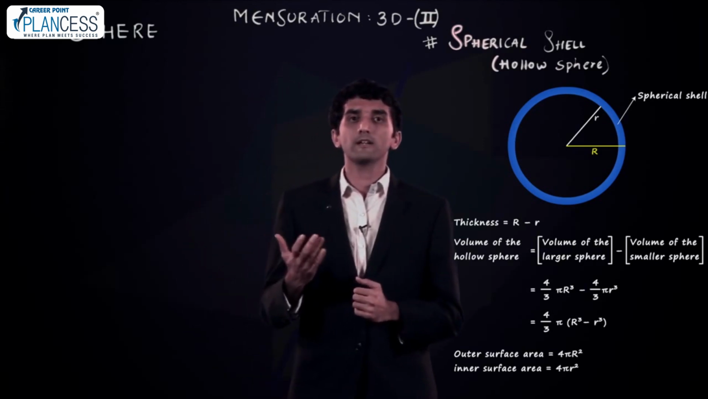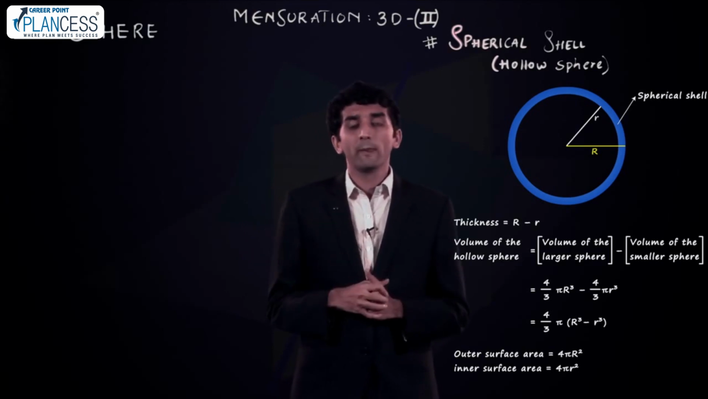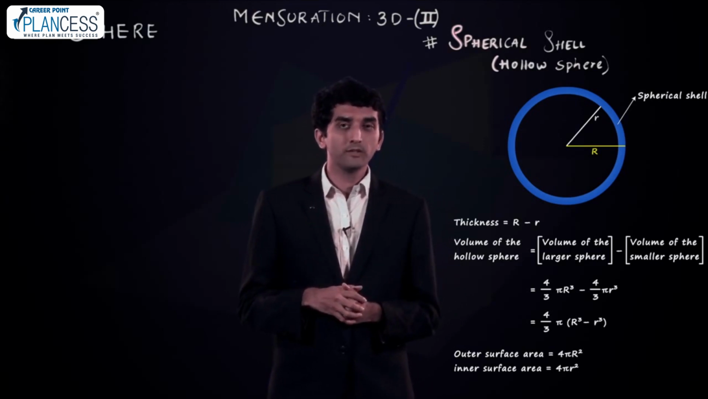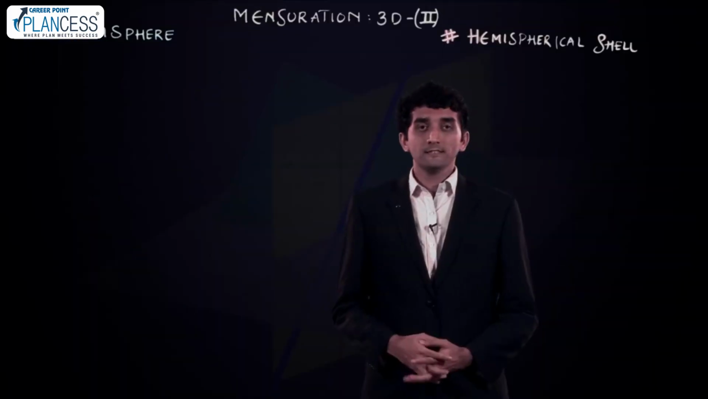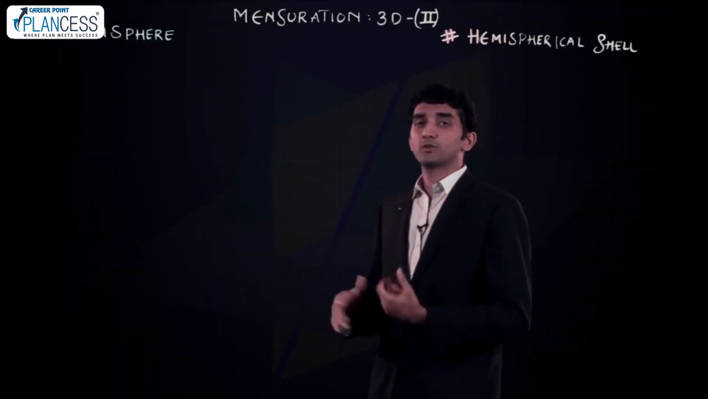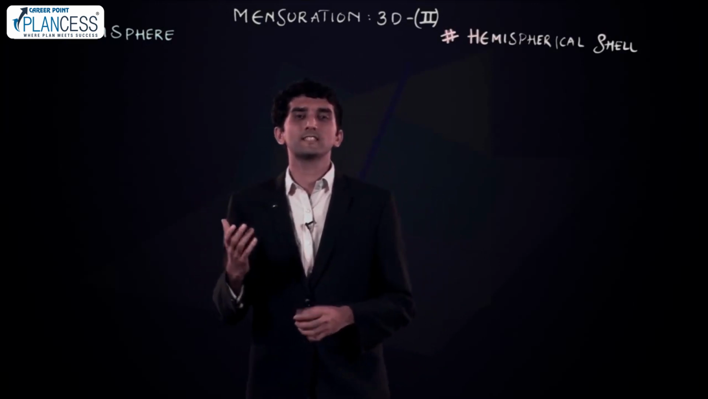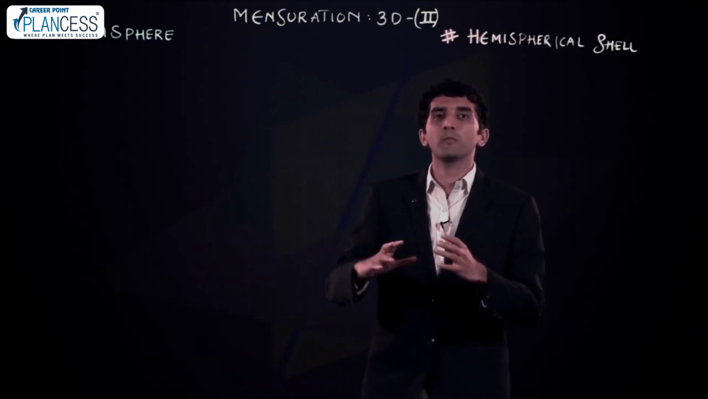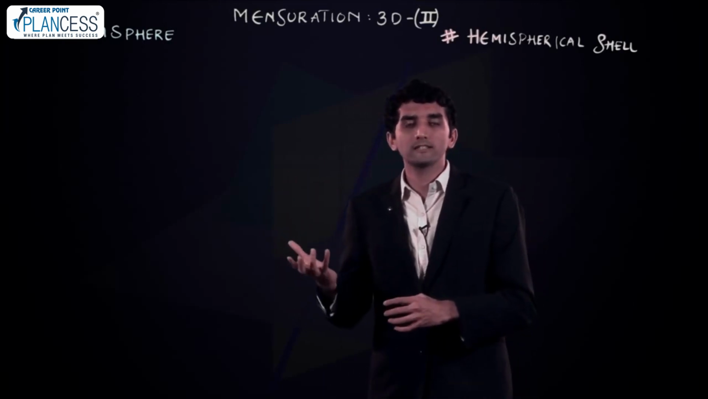We learnt about sphere in this section, we learnt about spherical shell in this section. Further, we are going to talk about hemispheres and hemispherical shells. Friends, further let's talk about something called a hemisphere. Now, as the word suggests, a hemisphere is nothing but half of a sphere. Earlier, we learnt what a sphere is.